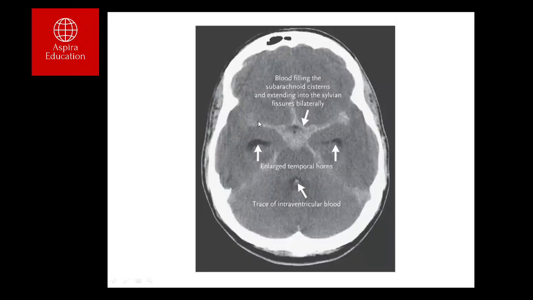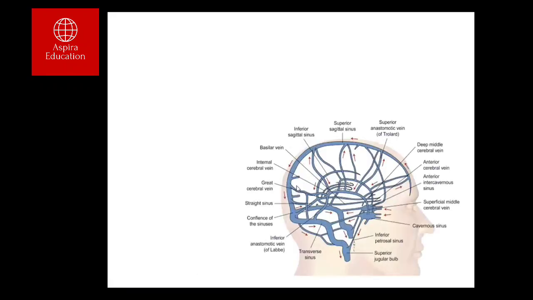So this is a patient's CT brain, and you can see the prominent whitish hyperdensities here. These are basically blood in the subarachnoid space. You can also see some blood inside the ventricle. So this is about the arterial bleeding.